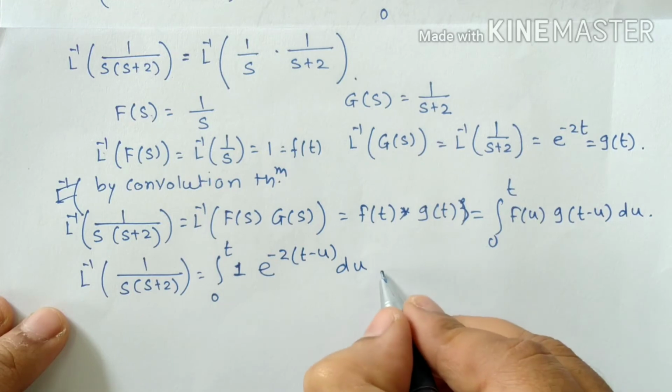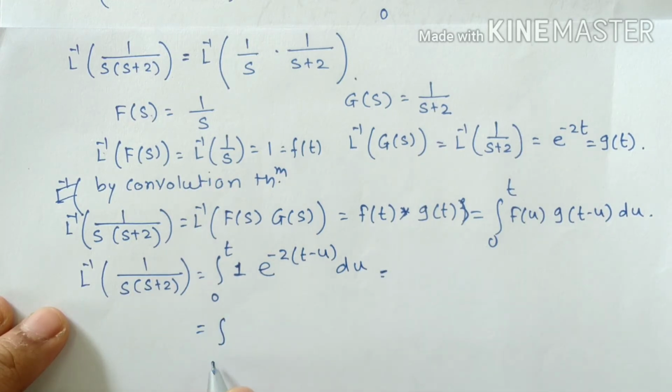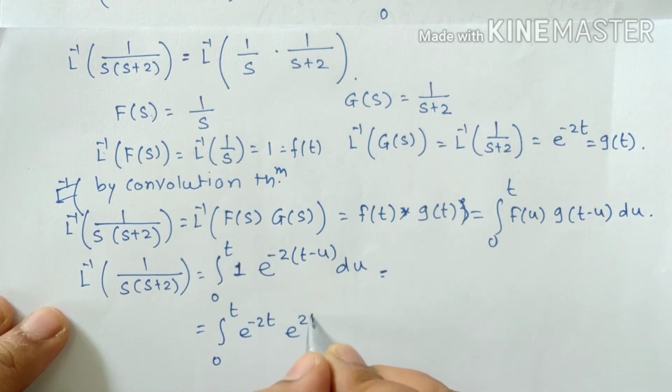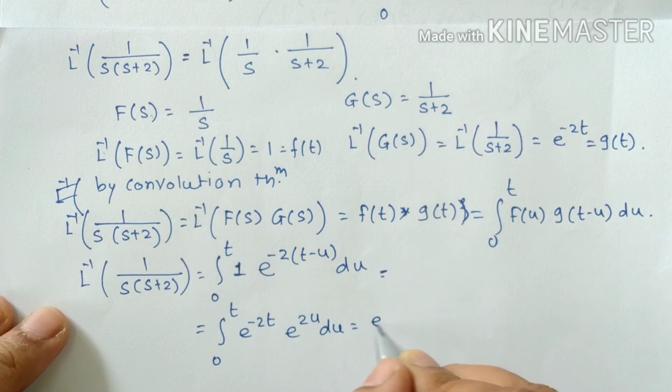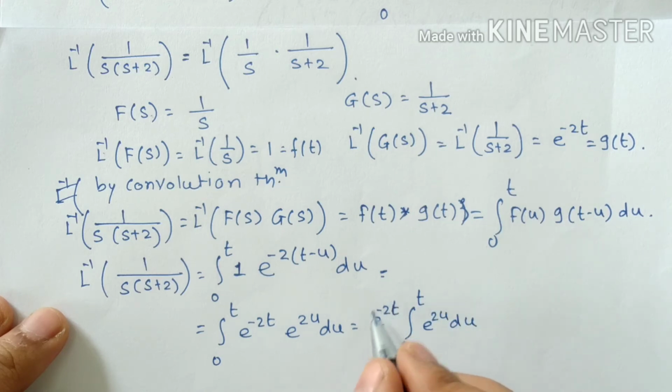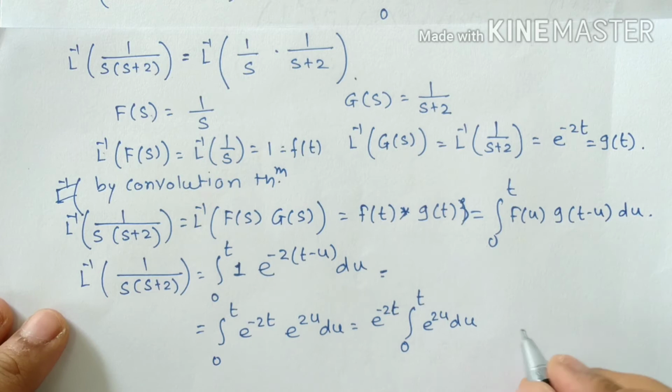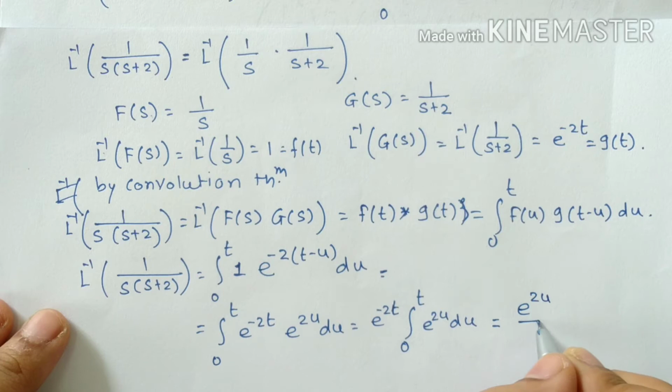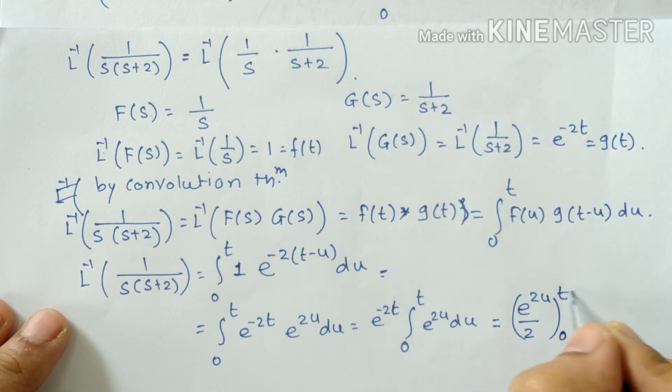Okay. So this is integration from 0 to t of e raised to minus 2t into e raised to 2u du. This e raised to minus 2t will be taken outside, into integration from 0 to t of e raised to 2u du. Why does e raised to minus 2t come outside? Because integration is with respect to u, so t will be treated as a constant. Now what is the integration of e raised to 2u? It is e raised to 2u upon 2, limits from 0 to t. Yes, e raised to minus 2t outside of the bracket.